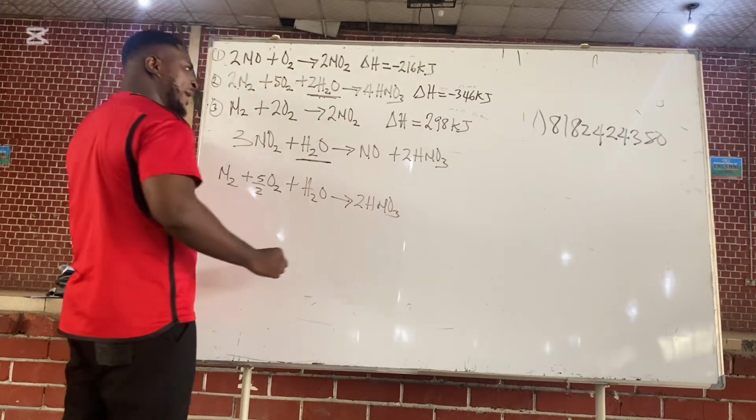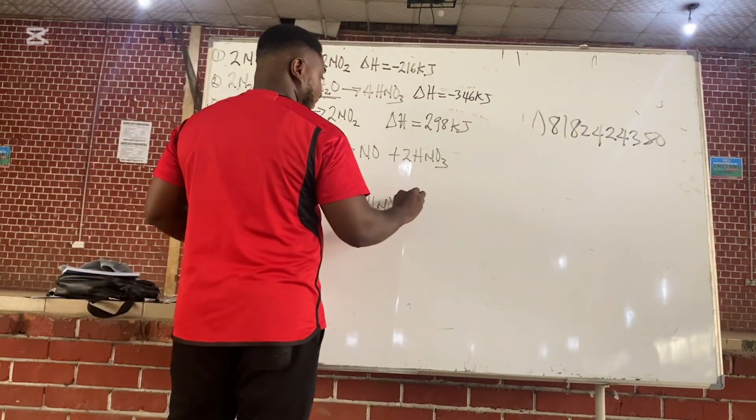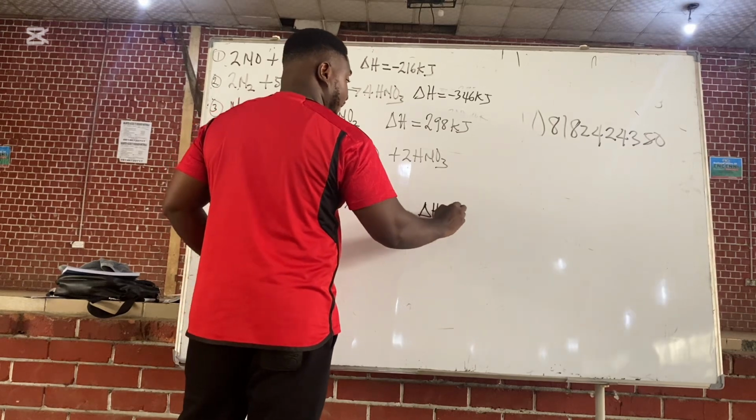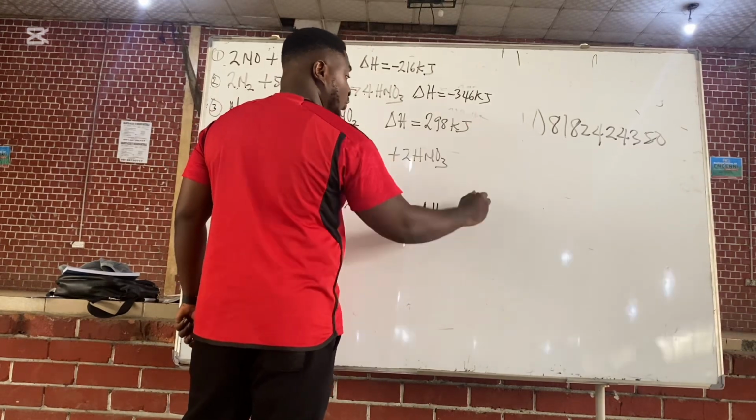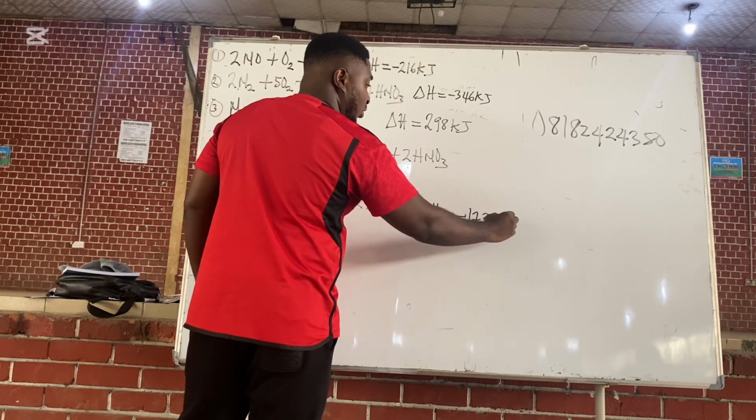When you divide an equation by 2, what happens to the enthalpy change? It also divides by 2, so our new enthalpy change is minus 346 divided by 2, which is minus 173 kilo.